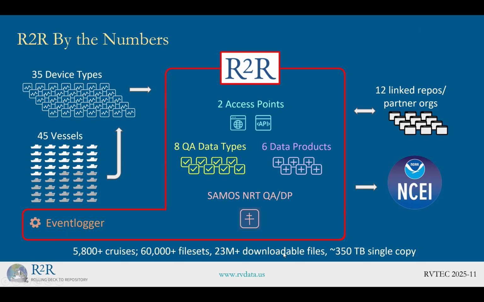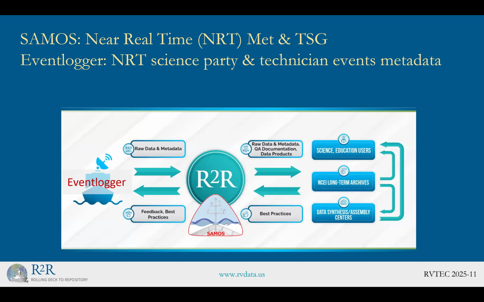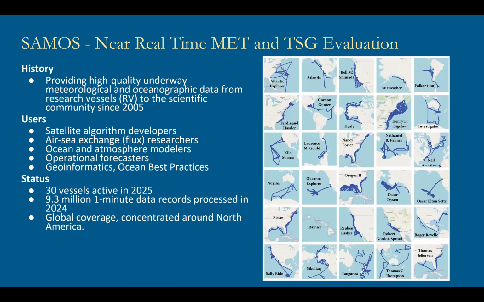I mentioned this morning, the numbers are pretty big here. We've got a lot of data coming through. 350 terabytes, single copy, 23 million downloadable files from getting close to 6,000 users. I mentioned SAMOS, the near real-time component for MET, TSG, and the event logger out at sea already.